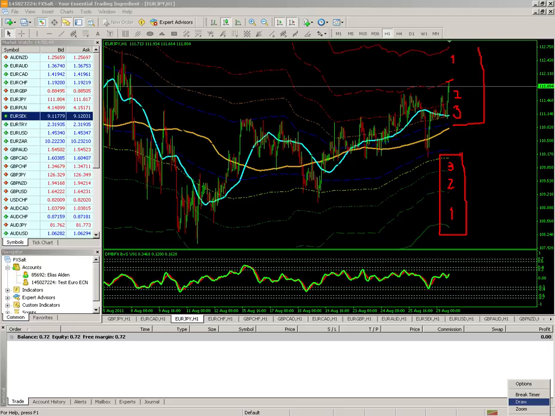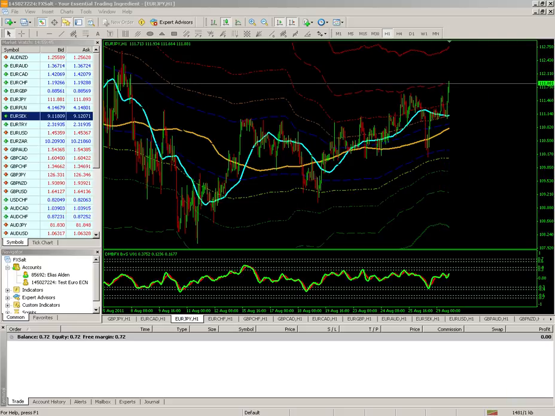Now the second condition is the RSI. If we look at the RSI, you'll find it here. In order to make a sell trade, for example, the price needs to be in this level before we can make a trade. Or if we want to buy, the price needs to go all the way down here before we can initiate a buy trade. That's the second condition.